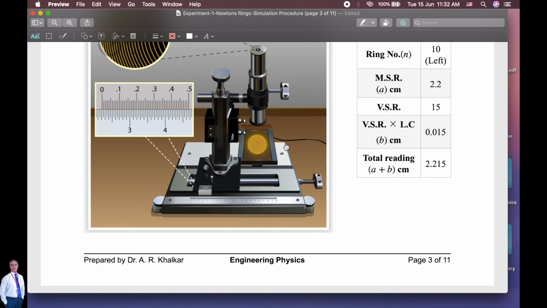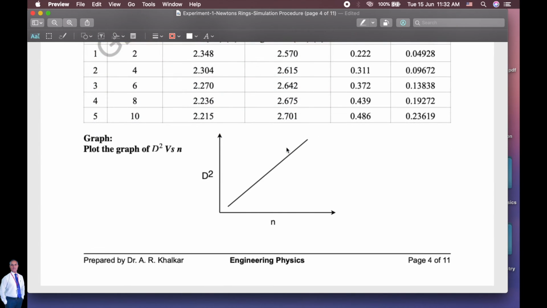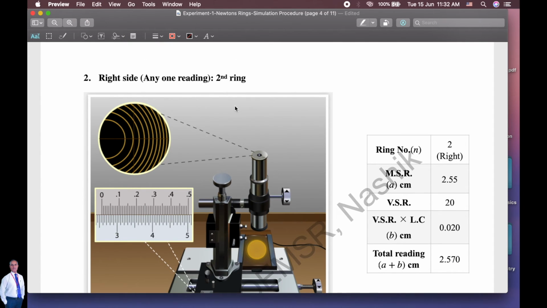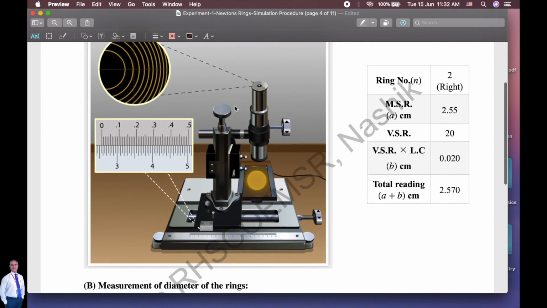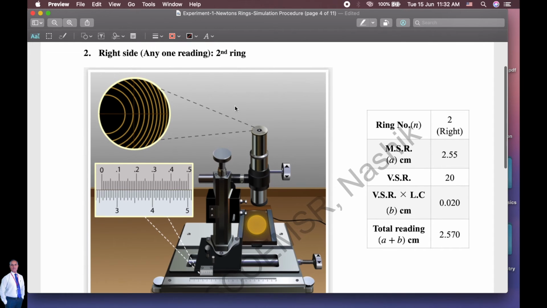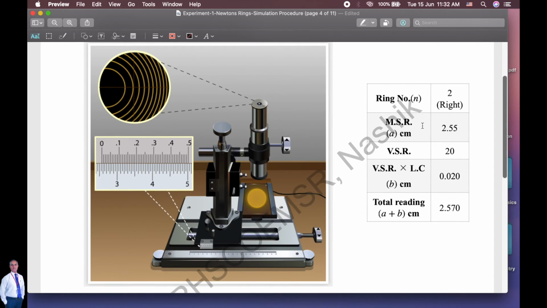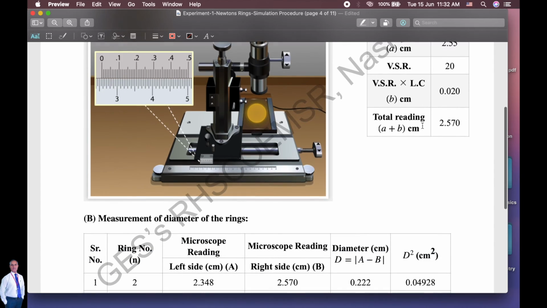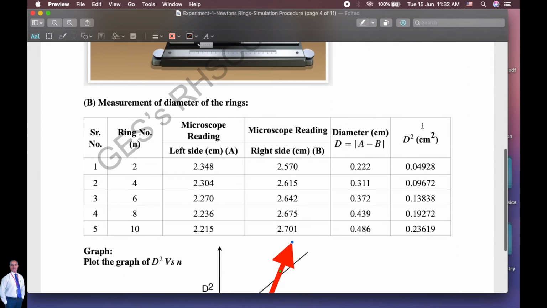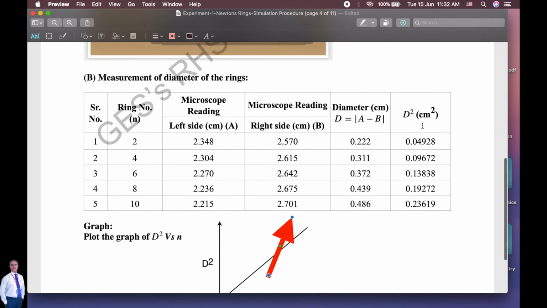So this is the one screenshot for the 10th left ring, and on the next page let's see another screenshot for the right hand side for the second ring. It's up to you, you can take any number of screenshots, depending on what your instructor is asking for, just as evidence that the readings are correct. Now once you take the readings, there is one more table, how to measure the diameter of the rings. Now let's go back to the simulation.